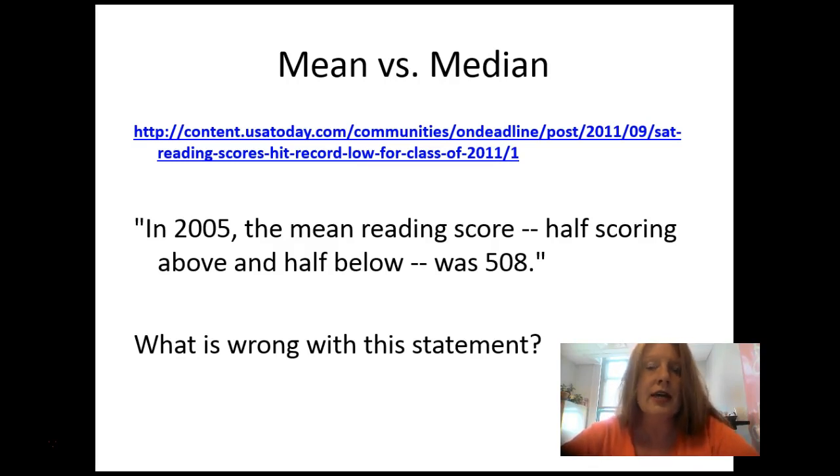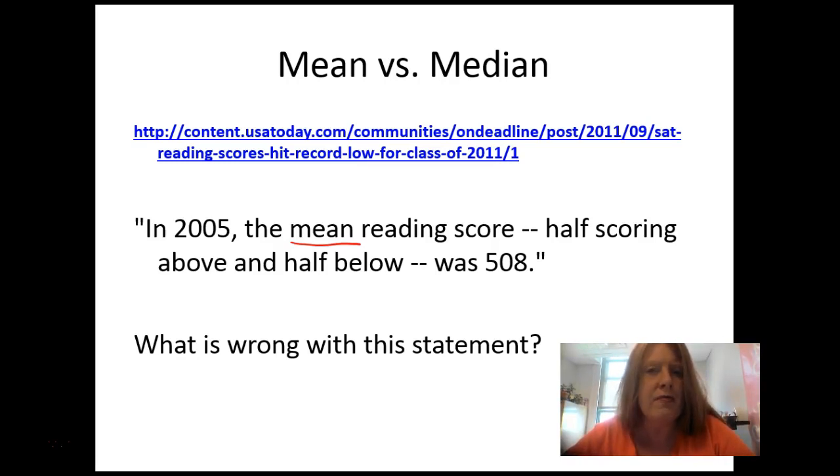So this was actually an article that appeared in USA Today. And when the article initially appeared, it had a sentence that was incorrect. So they soon corrected it, but I want you to see if you know what's wrong with this. So the sentence read, in 2005, the mean reading score, half scoring above and half below, was 508. So what is wrong with that?